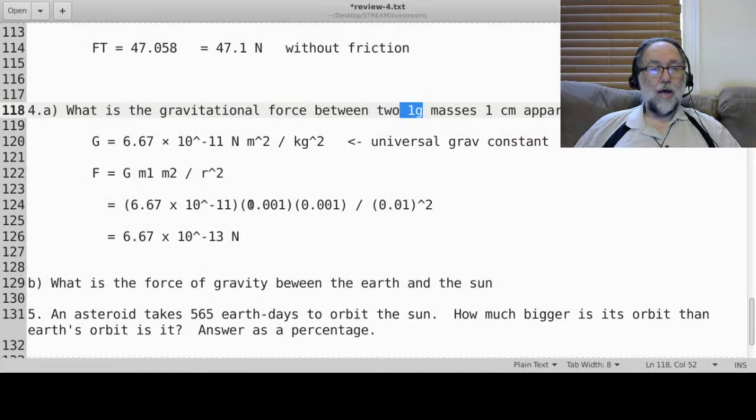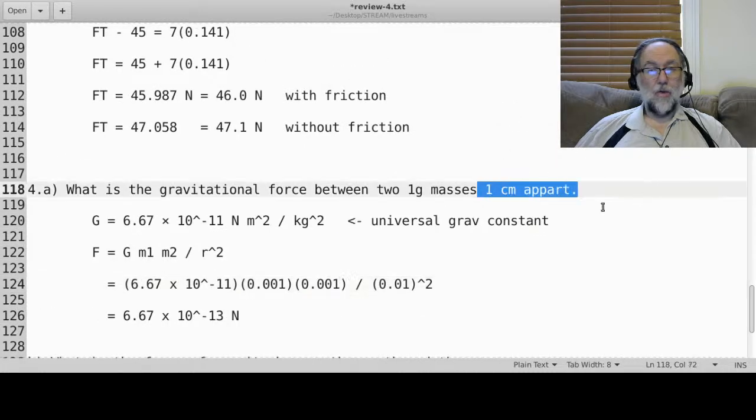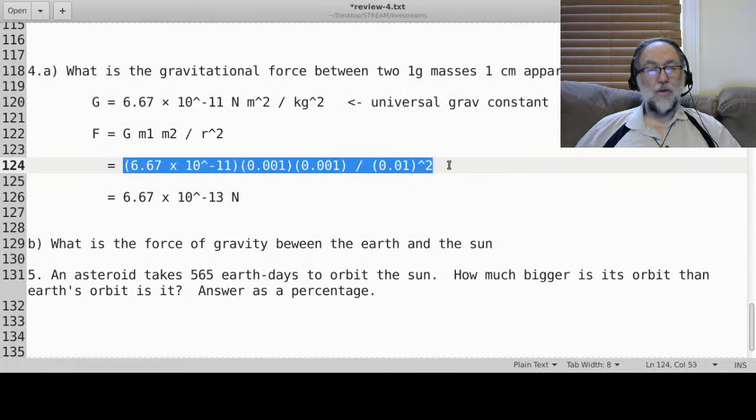This is the first 1 gram mass. Here's the second 1 gram mass. They're both the same size, and they are 1 centimeter apart. For R, we're going to put in 0.01: 1 centimeter converted to meters is 0.01 meters. Just crunch this through your calculator, and be careful, because there are a lot of possibilities of entering the numbers incorrectly.